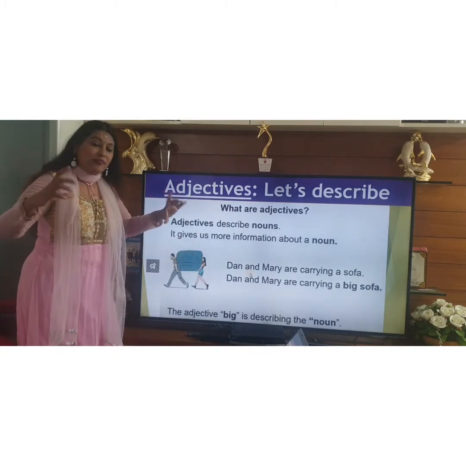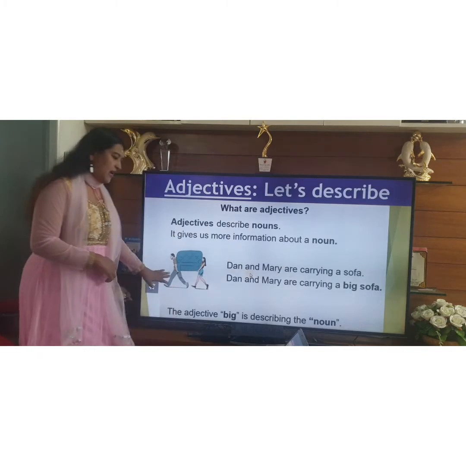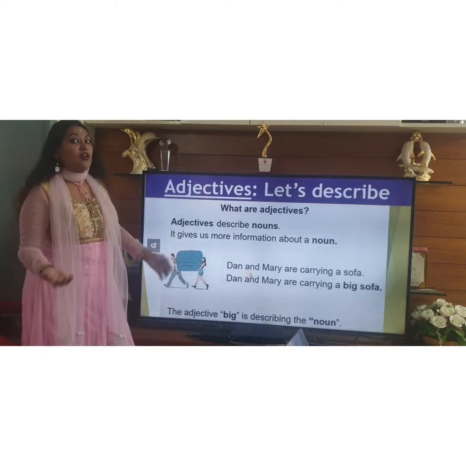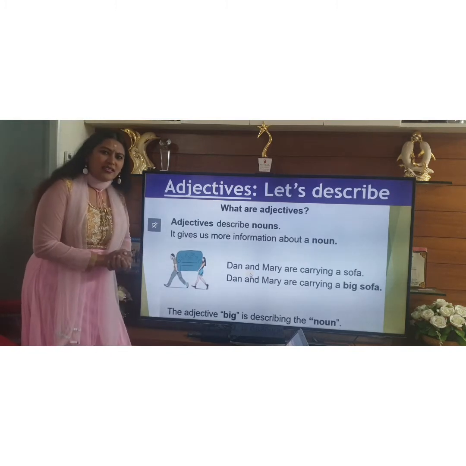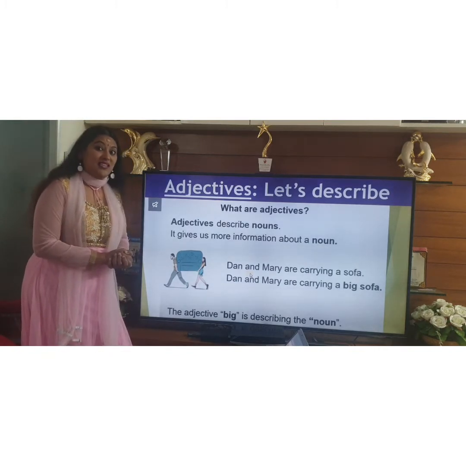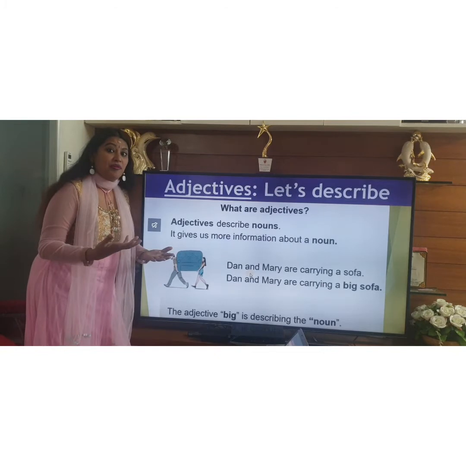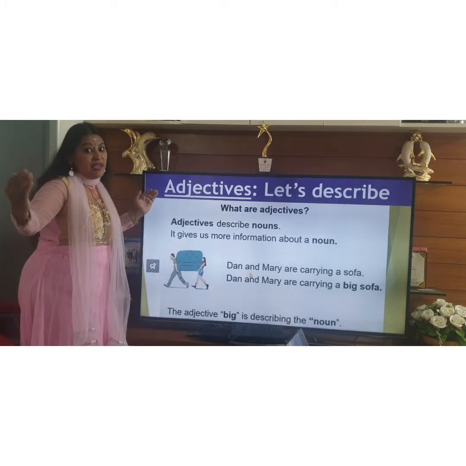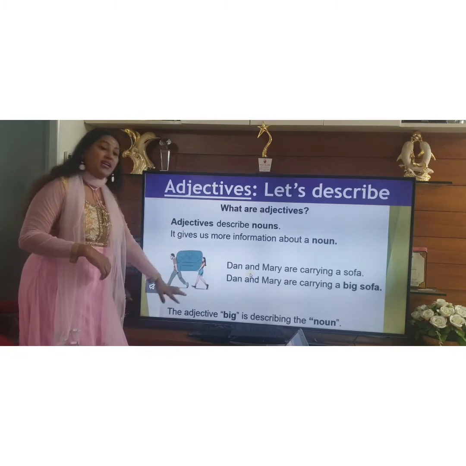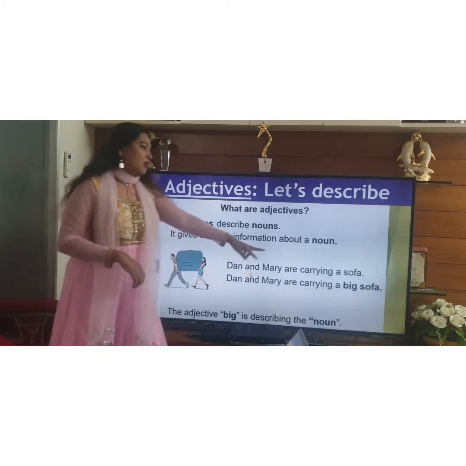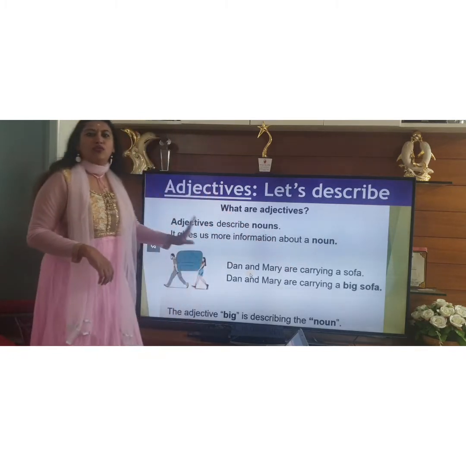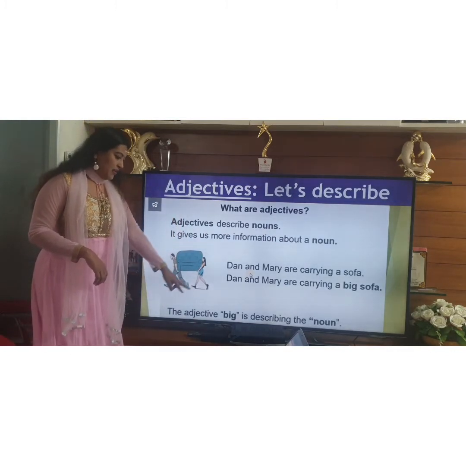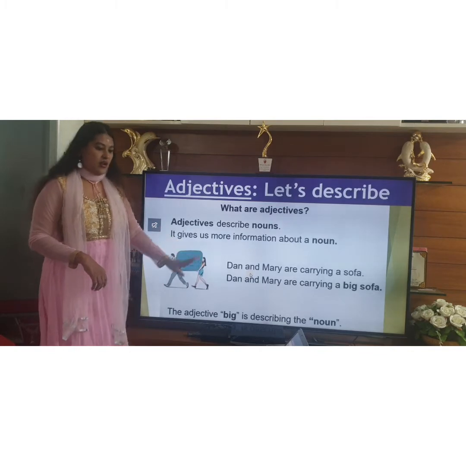Here all the 3 are nouns. Dan is a noun, Mary is a noun, sofa is a noun, but we are talking about the noun sofa. So did they say anything about the sofa? Yes, they described it. They just said that it's big. They're carrying a big sofa. So the word big is the adjective, and they're talking about the noun sofa. Once again, big is the adjective and sofa is the noun.